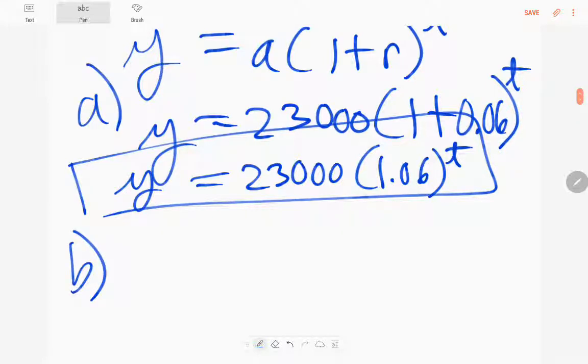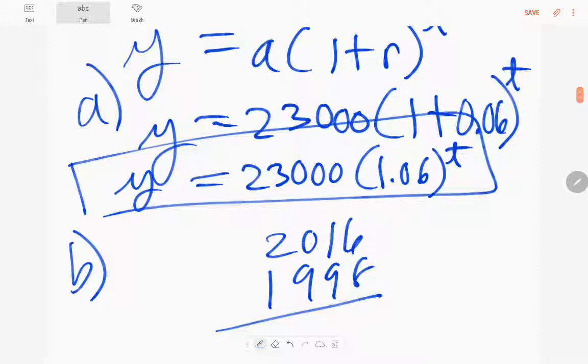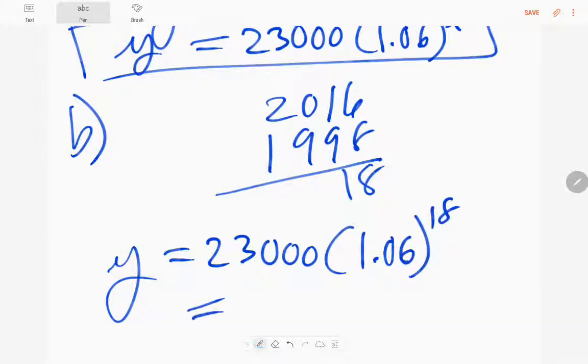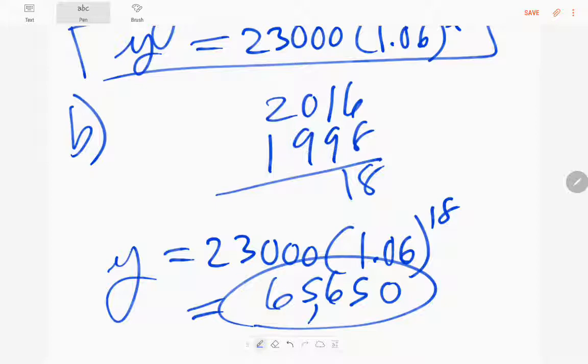Part B, according to the model, what is the retail price of the car in 2016? Well, in part A it says T is the number of years after 1998. So if you're looking for the T value that corresponds to 2016, you just have to subtract 1998 from 2016. And I get 18. So plug in 18 for T. And when you do, you get this number to the nearest dollar.